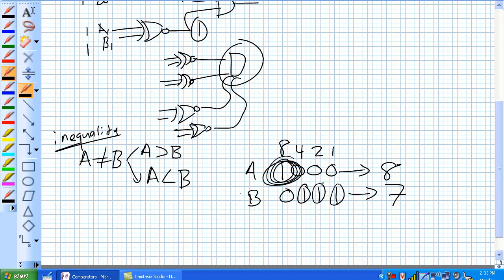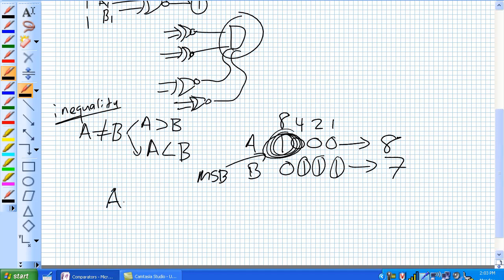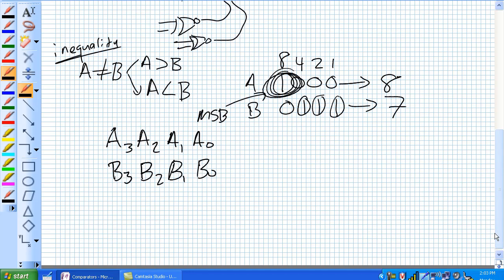So this MSB, the most significant bit, makes sense, because if there's a 1 in the most significant bit, it's obviously greater than a number that doesn't have anything in there. So what you have to do is set up your numbers. Let's stick with a 4-bit example: A3, A2, A1, A0, B3, B2, B1, B0. What you've got to do is compare bit by bit, going from MSB to LSB.